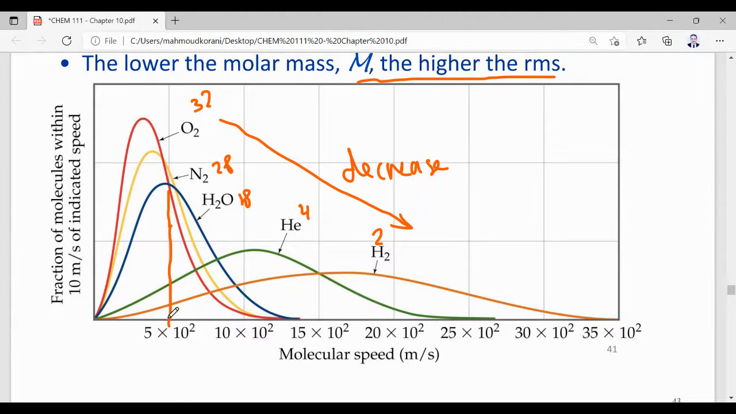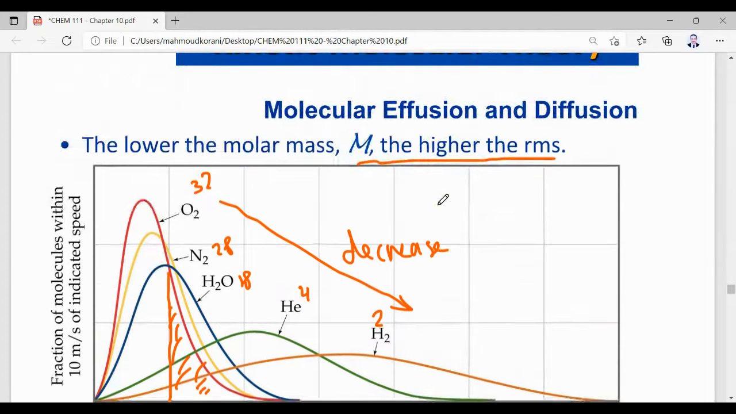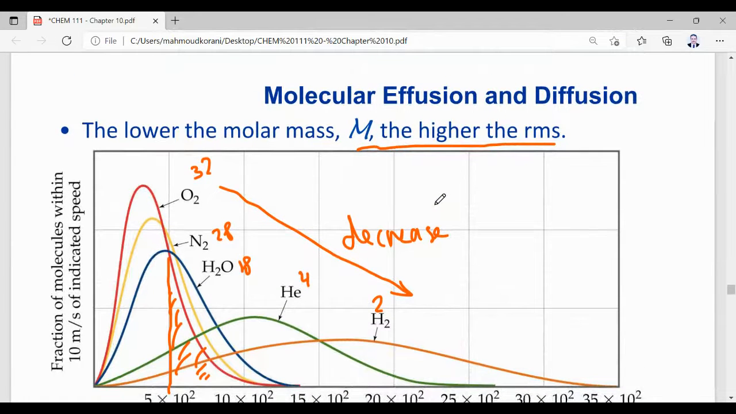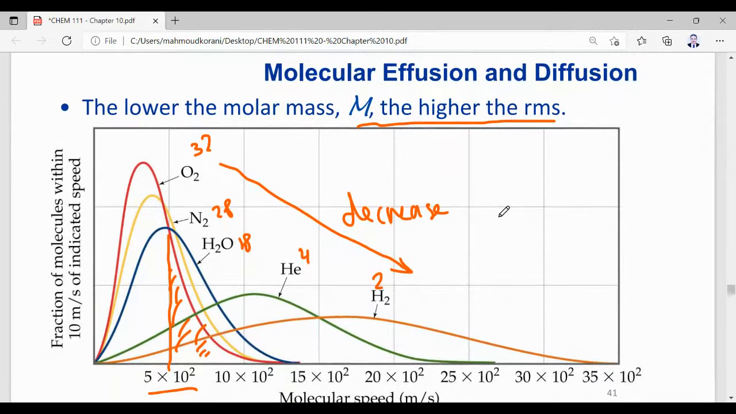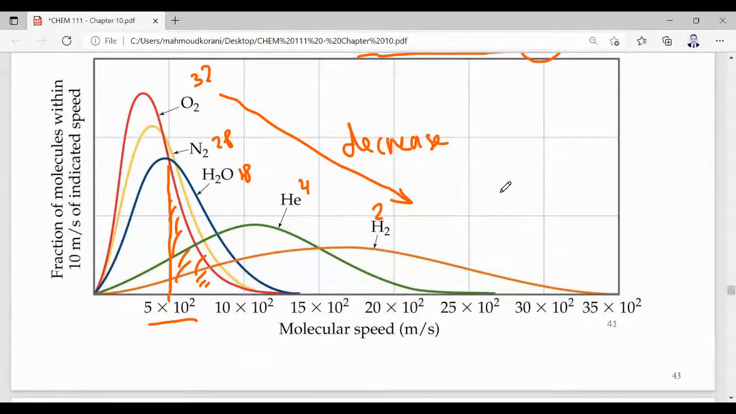For hydrogen, you will find most of the molecules have a speed higher than this value. And if you look at oxygen, you will find a small amount of oxygen molecules with a speed larger than this one. As you see, as the molar mass decreases, the average kinetic energy increases, because the speed increases, RMS increases. Can you see that from the figure as I told you?